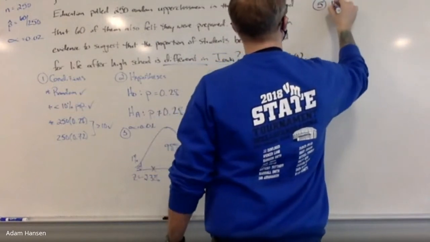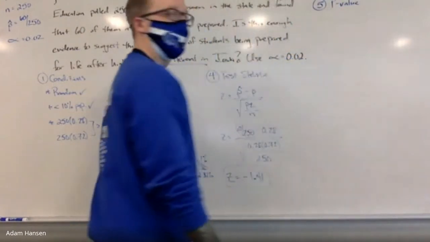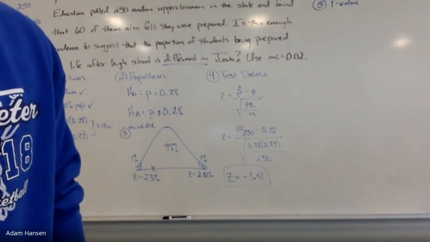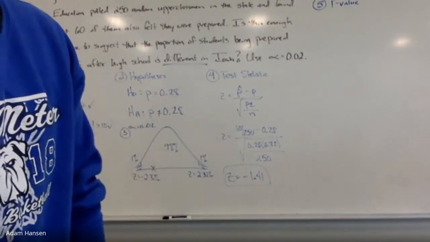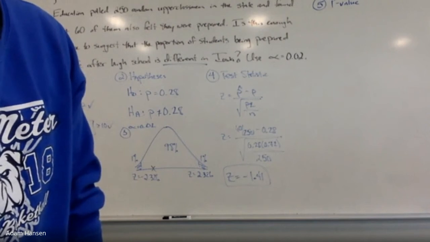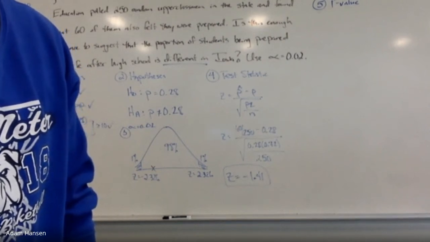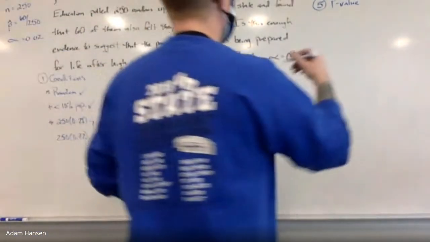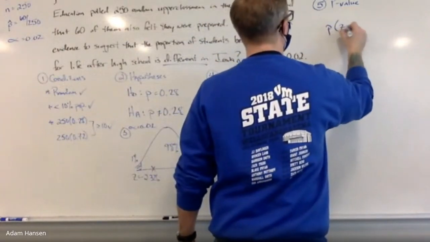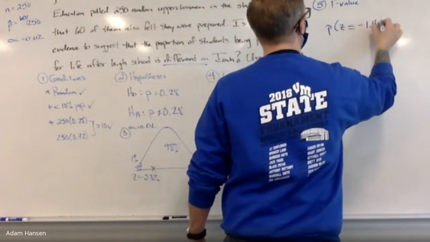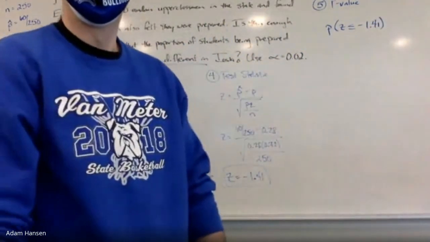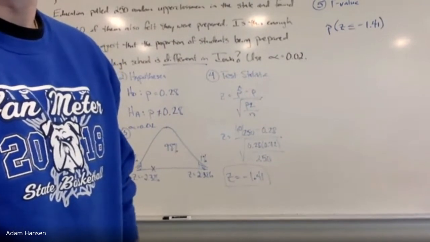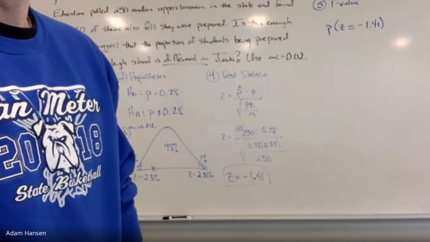Step 5 is the p-value. Grab your z-table. Let's look up the probability of a z-score of negative 1.41. I want the probability of a z-score more extreme than that, so z-score less than or equal to negative 1.41. What do you get? I got 0.0793.